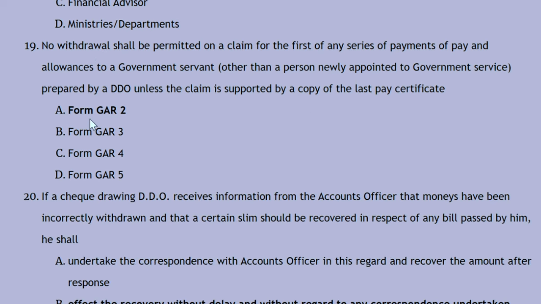No withdrawal shall be permitted on a claim for the first of any series of payments of pay and allowances to a government servant, other than a person newly appointed to government service, prepared by a DDO, unless the claim is supported by a copy of the last pay certificate. This is GAR 2, the LPC, the last pay certificate. Form GAR 2, last pay certificate.